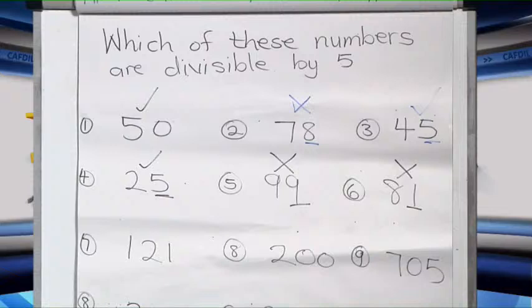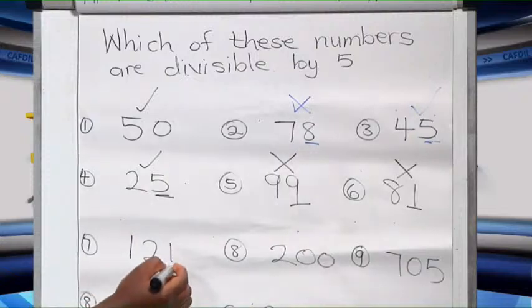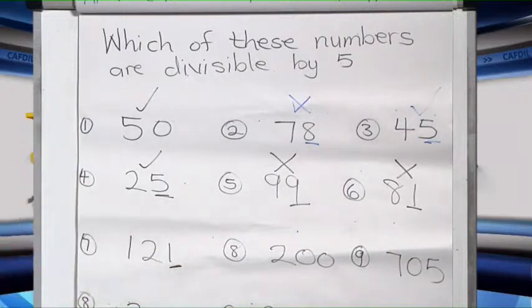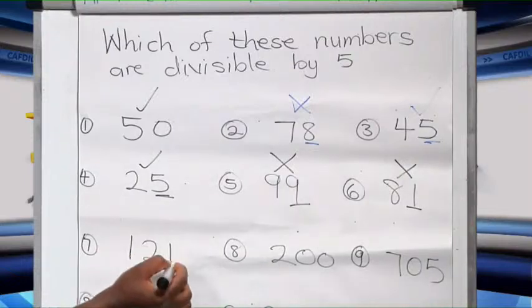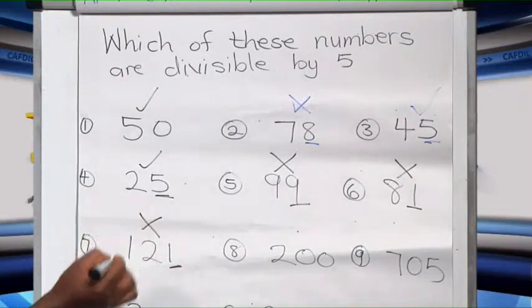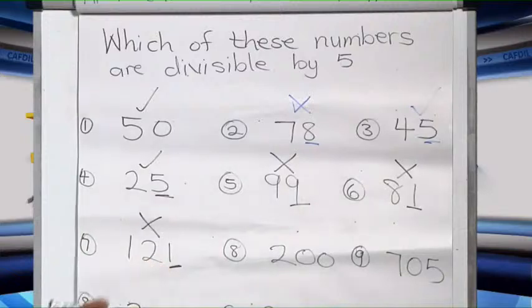I have 121. Look at the last one. Forget about the rest of the digits. Concentrate on the last digit. So the last one is 1. Since it is 1, it is not divisible by 5.